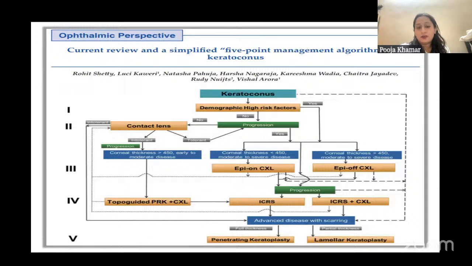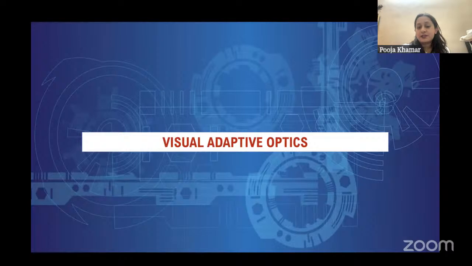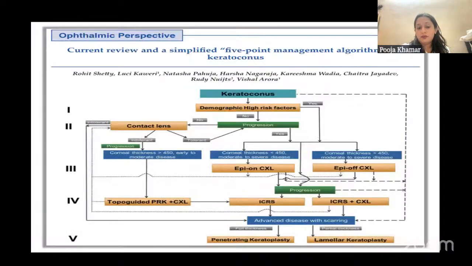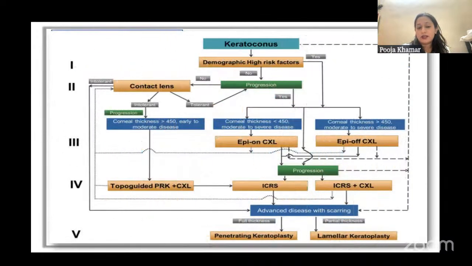Now, in keratoconus also, excimer laser does play a role, and this is a very wonderful algorithm of when to do a topo-guided PRK with cross-linking and when not to, because topo-guided PRK does reduce your aberrations, your need for glasses, or it does make your surface smoother for contact lenses. So again, it's a way forward. You have to start learning about topo-guided PRK in a keratoconic eye, when to do it and when not to.